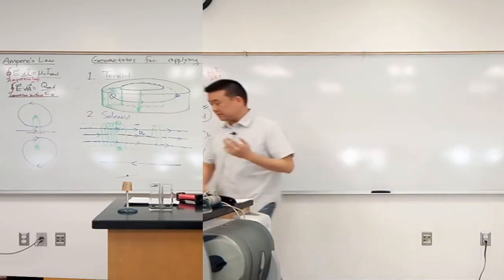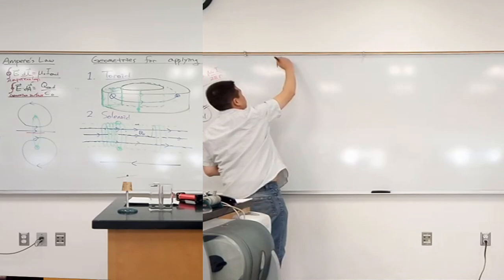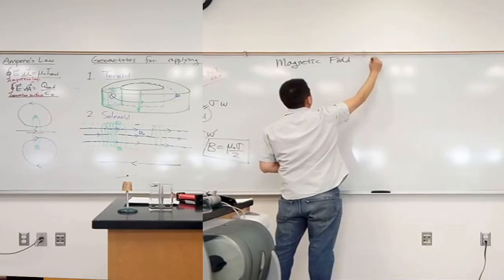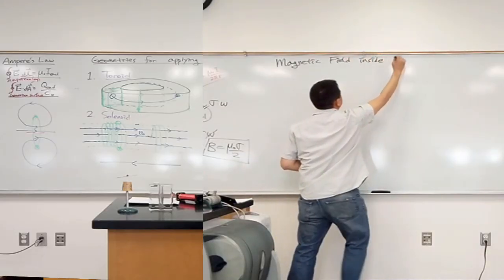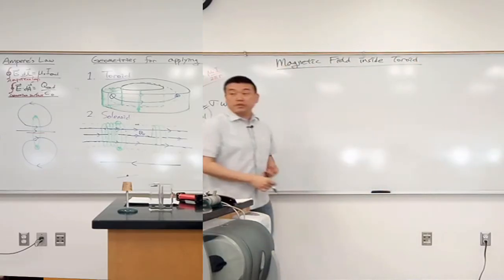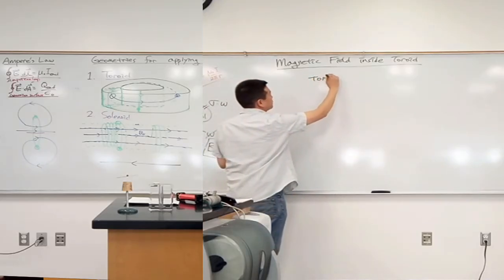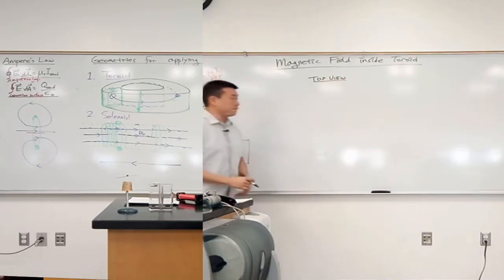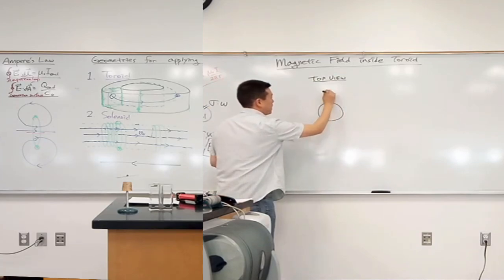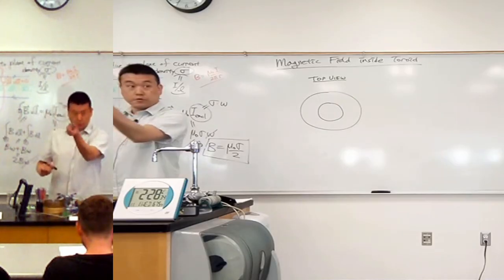So let's do toroid. The toroid is actually easier, even though it's a more complicated shape. So we are looking at the magnetic field inside a toroid. And let me actually draw a top view. I think that's easier to illustrate what kind of path we are going to be dealing with. So it'll look like concentric circles, the inner circle and the outer circle, right? So this is what I want you to imagine, a top view of a toroid.